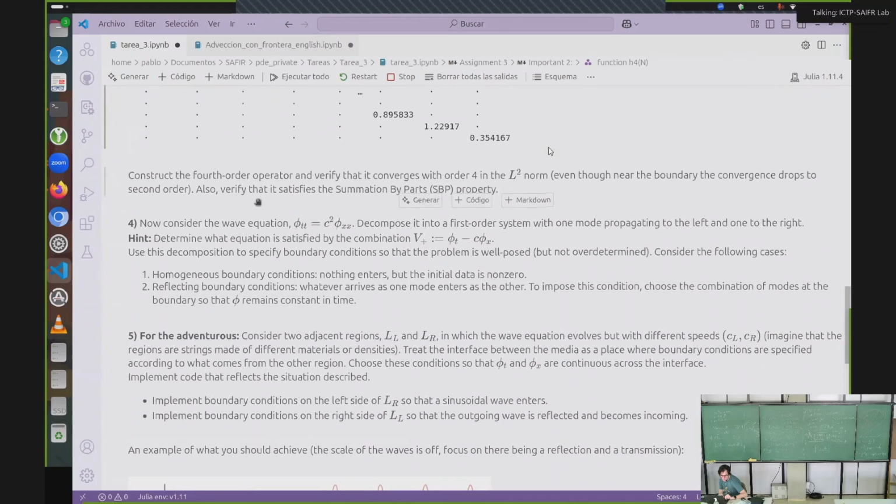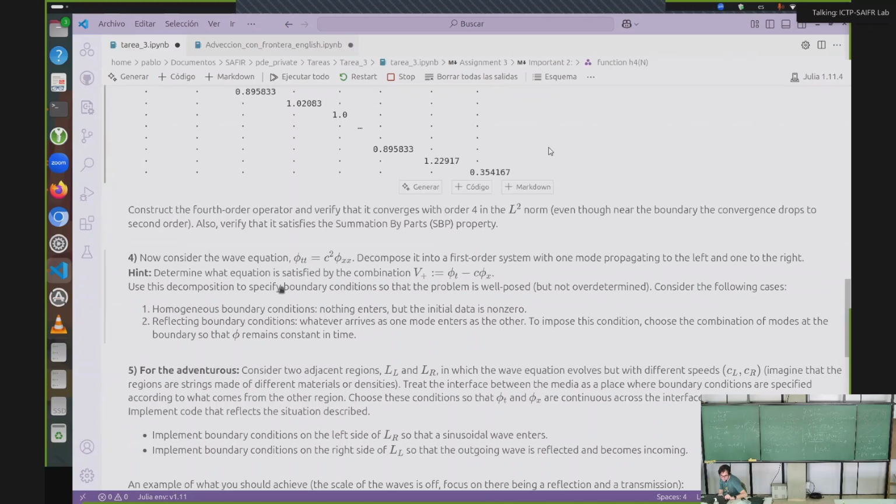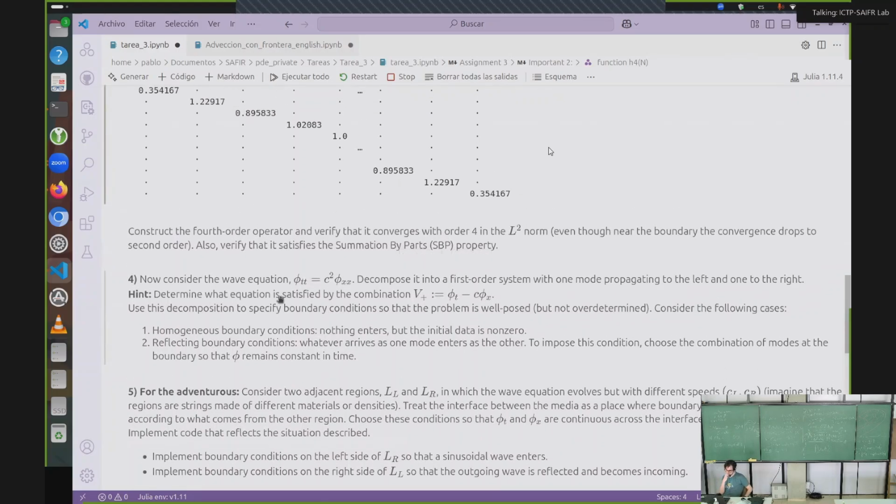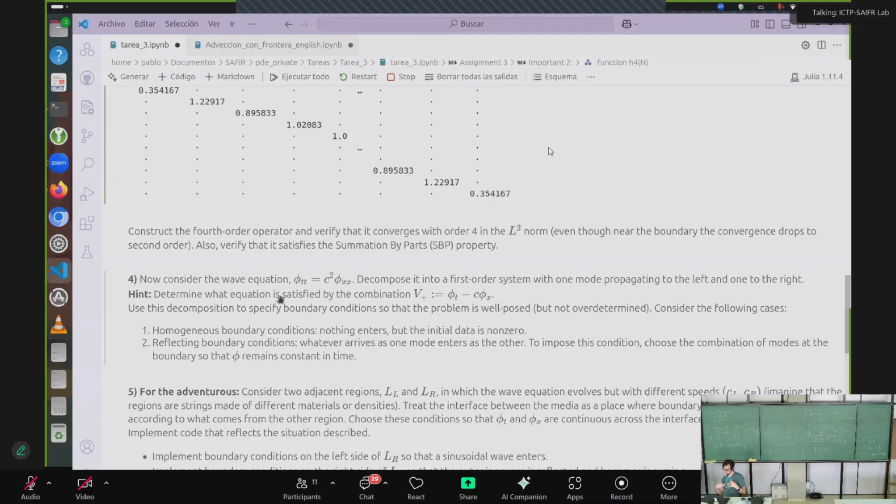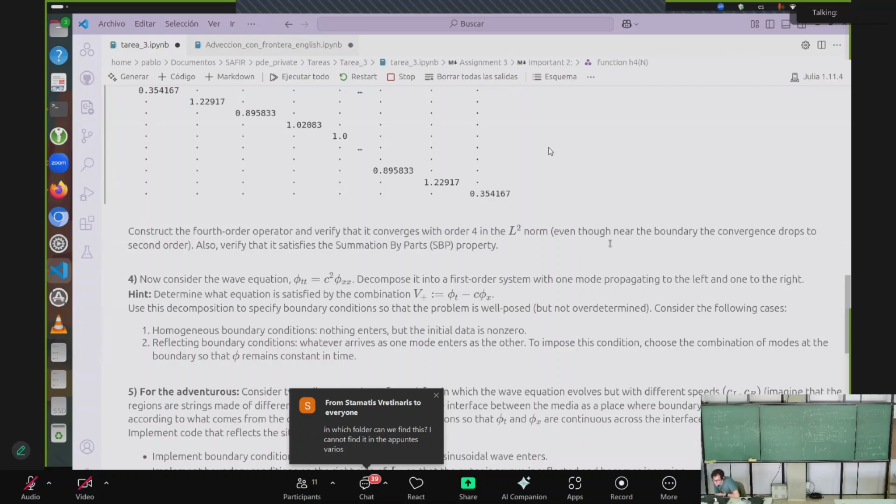And you will have to work with the wave equation. So you will have to be careful here because you will have two modes in the wave equation, one that's going to the left, the other one is going to the right. So when you impose boundary conditions to the u and v that you are using in the previous one, you need to decompose the u and v in the correct eigenvalues and only impose boundary conditions on the part of u and v that's entering.